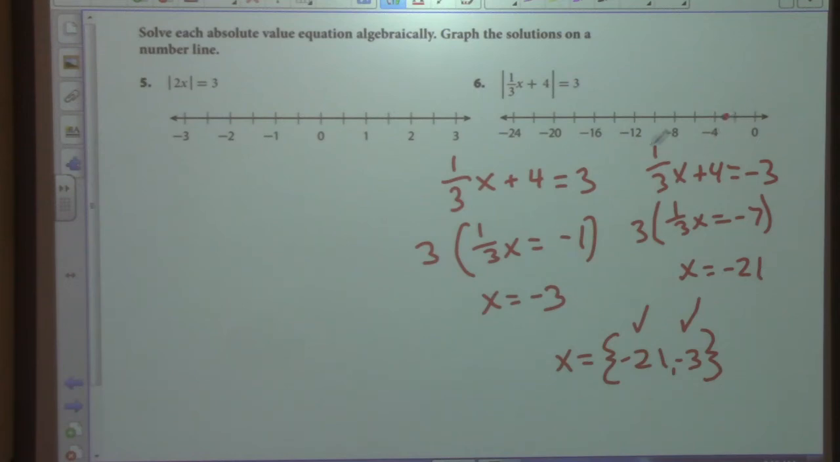Okay. So here are the solutions, -3, and up here, -21. How do you say negative? Thank you for correcting. Negativo. All right, that's it, right? Good work.